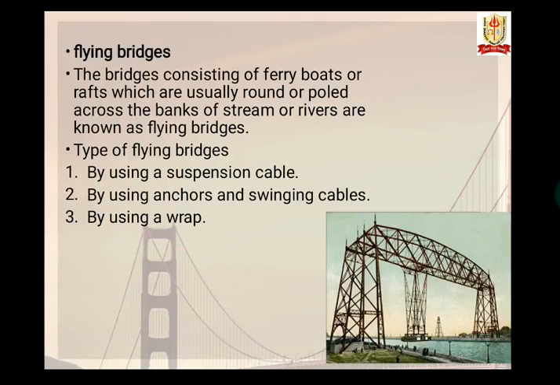Flying bridges. The bridges consisting of ferry boats or rafts which are usually rowed or poled across the river bank of the stream or river are known as a flying bridge. Types of flying bridge: by using a suspension cable, by using anchors with swing cables, and by using a raft.